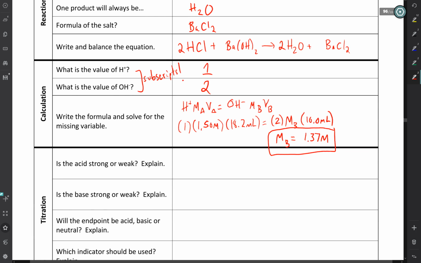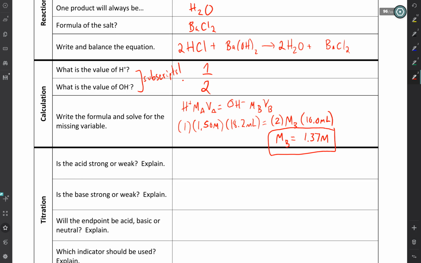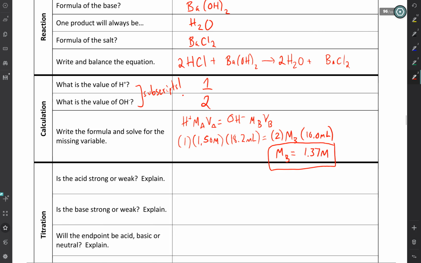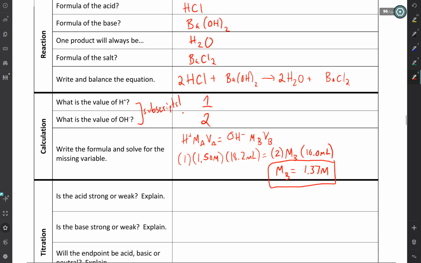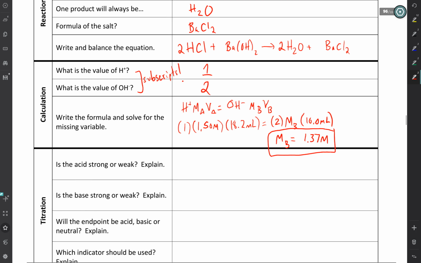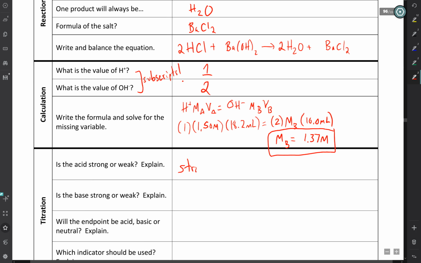Okay, so a little bit more theory. This is about the titration itself. Is the acid strong or weak? HCl, by now we have to know our 7 strong acids. That is a strong acid. What makes something a strong acid? It dissociates completely.